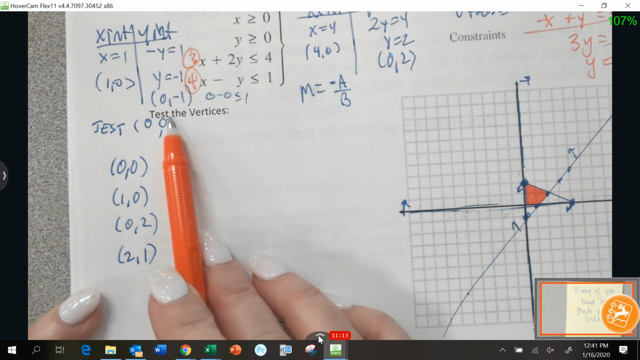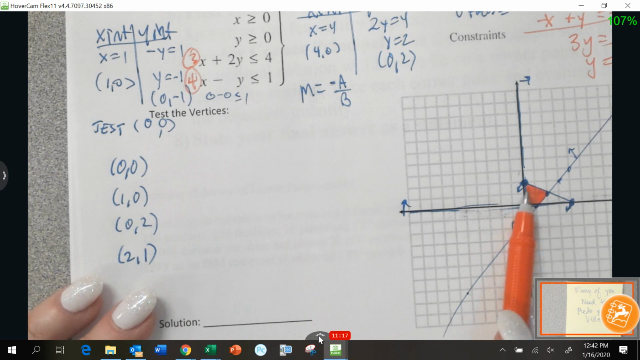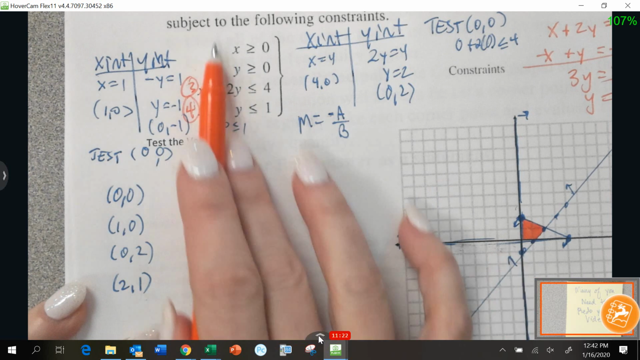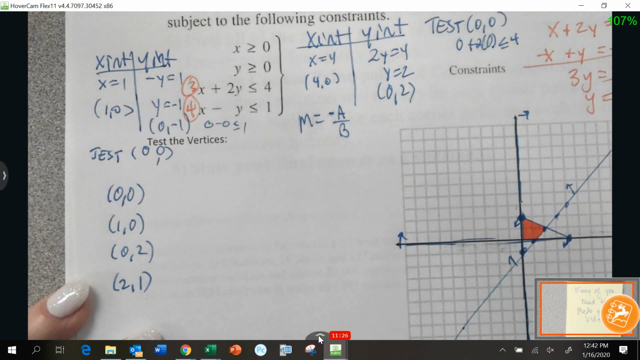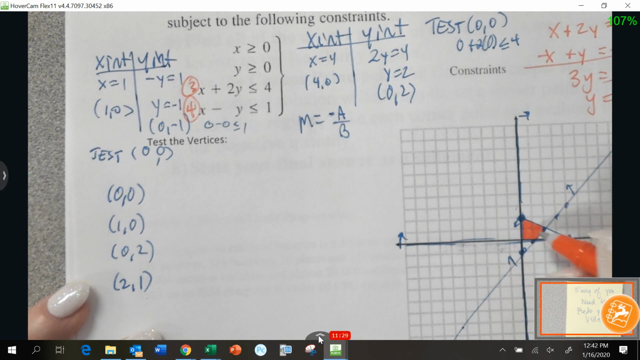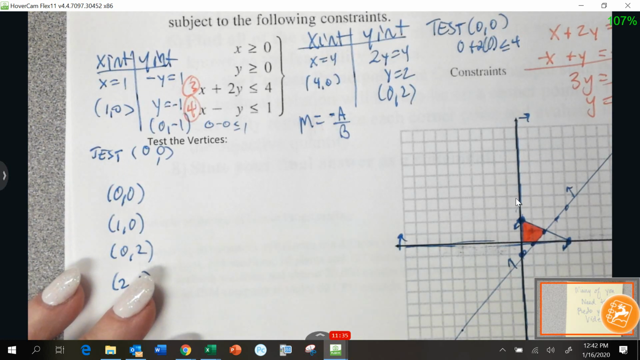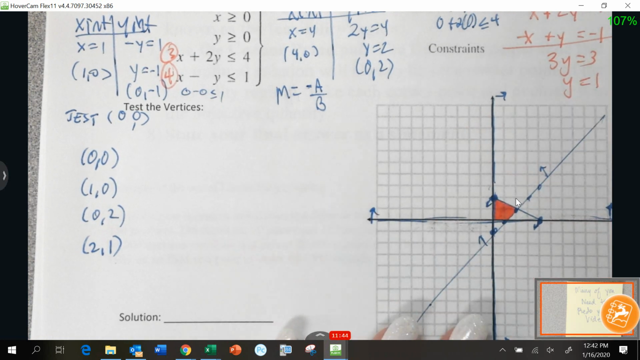Now it says test the vertices. In this region, these are all the solutions to this system. All of these are solutions to this system, but they only want one answer. Everything colored here is a solution. And using this method, most of the time, one of these solutions will be one of the vertices, which is why we get all the vertices and test them.